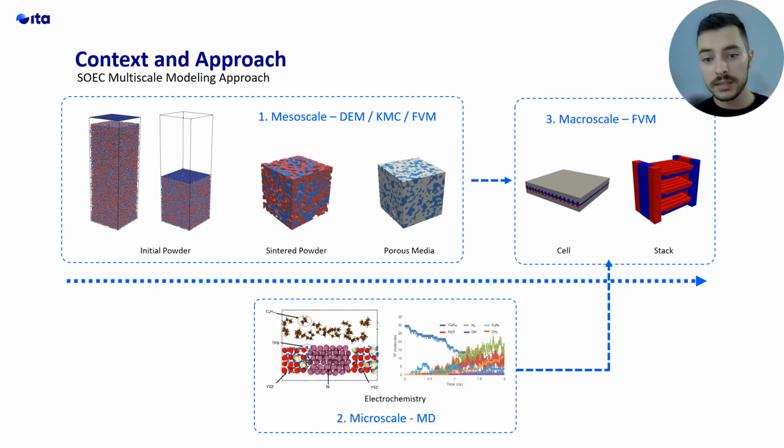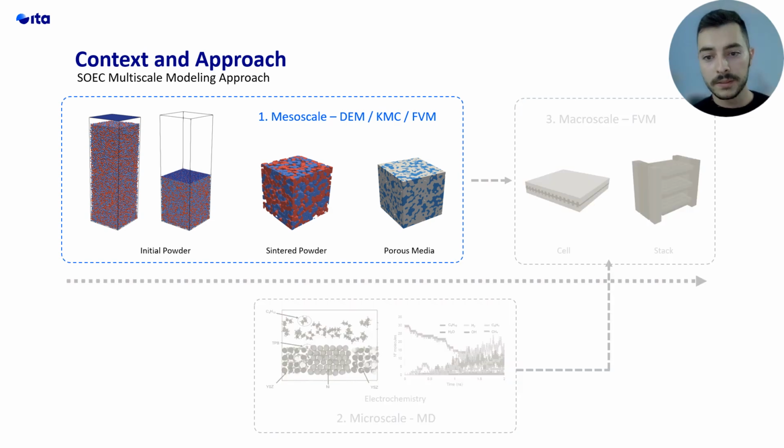However, current macroscale CFD models usually include some fitting parameters that are not realistic and do not consider the real material properties of the microstructure of the cathodes. That's why in this work we have proposed a multi-scale methodology in which we are developing some mesoscale and microscale models in order to analyze the influence of the material on the final behavior of the cell or of the stack. In this particular case, I am focusing on the first step of this multi-scale approach, which consists of three main parts.